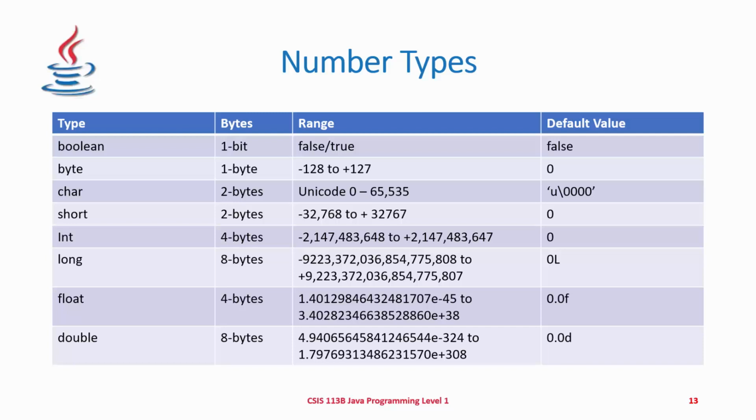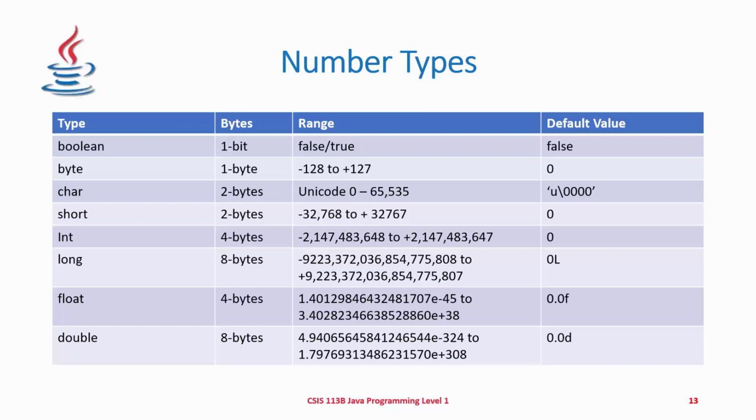Short, remember, is just a smaller integer, so it's 2 bytes, 16 bits long, so we can represent the numbers from -32 up to +32. Integer is 4 bytes, so 32 bits, so we can go to -2 billion up to +2 billion. And then a long is just a larger int. It's 8 bytes long, so 64 bits. And you can see we've got very large numbers we can deal with there.